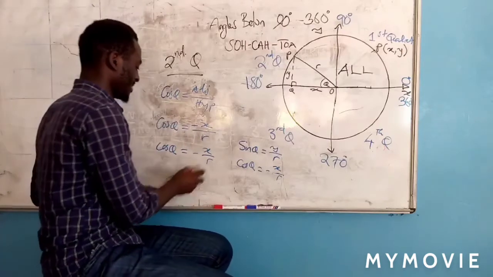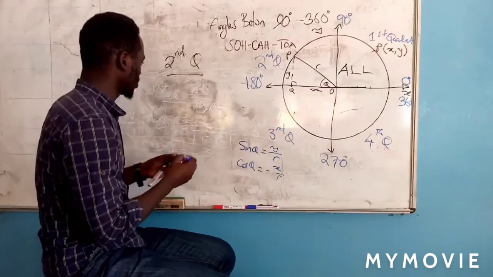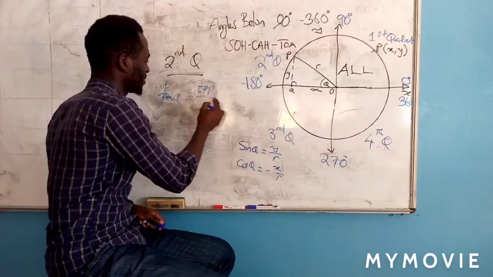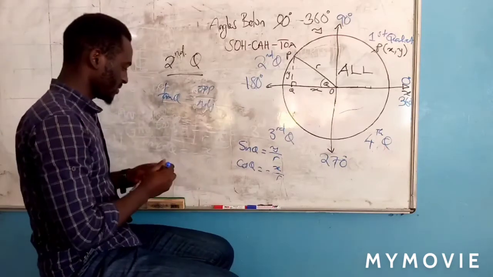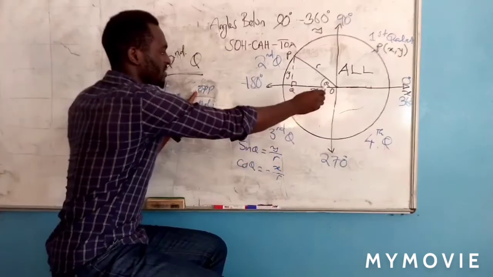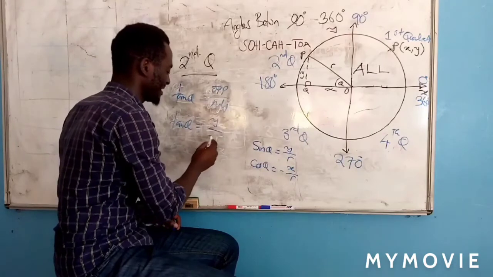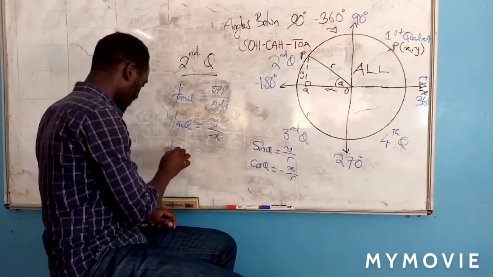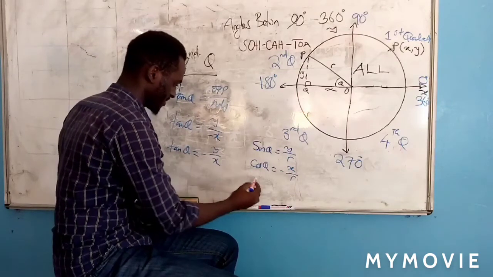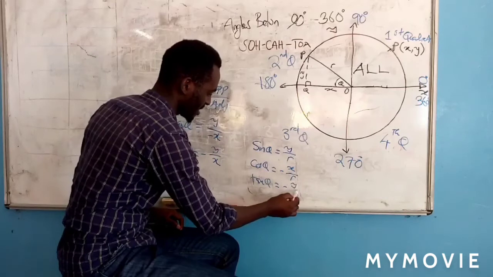Then I'm going to do the last one. Let's do tangent. Tan theta is equal to opposite over adjacent, right? Opposite to the angle is y, which is positive, over adjacent, which is negative x. So therefore tan theta is equal to negative y over x. I'm going to write it here.